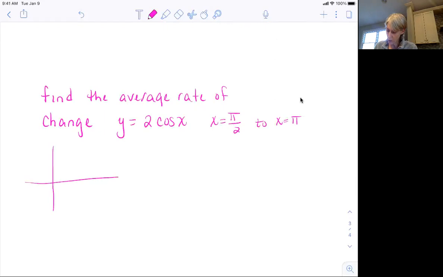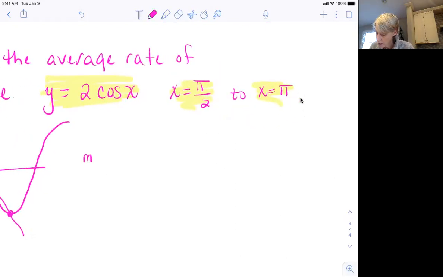So if I think about it, 2 cosine x is just that guy there, right? It's just stretched. And we're going from pi over 2 to pi. So basically, we're looking for the slope of that line. Notice you really don't even need the picture. You can do this without the picture. As long as you have the function and the interval, you can set it up.